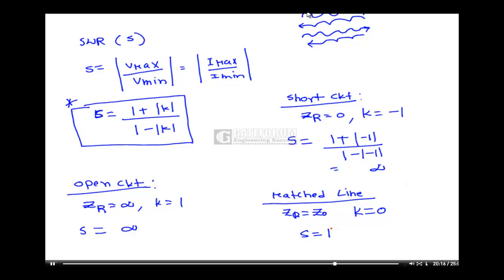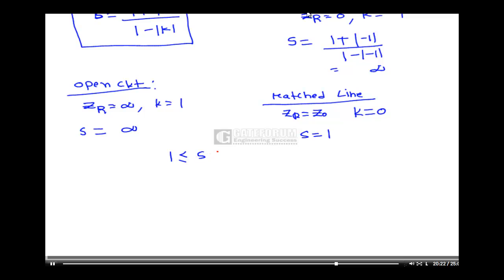So now what is the range of VSWR value or standing wave ratio value? 1 is less than or equal to S less than or equal to infinity. This is the range of a standing wave ratio. That is, it exists from 1 to infinity. 1 is for matched load, infinity is for either open circuit case or short circuit case.